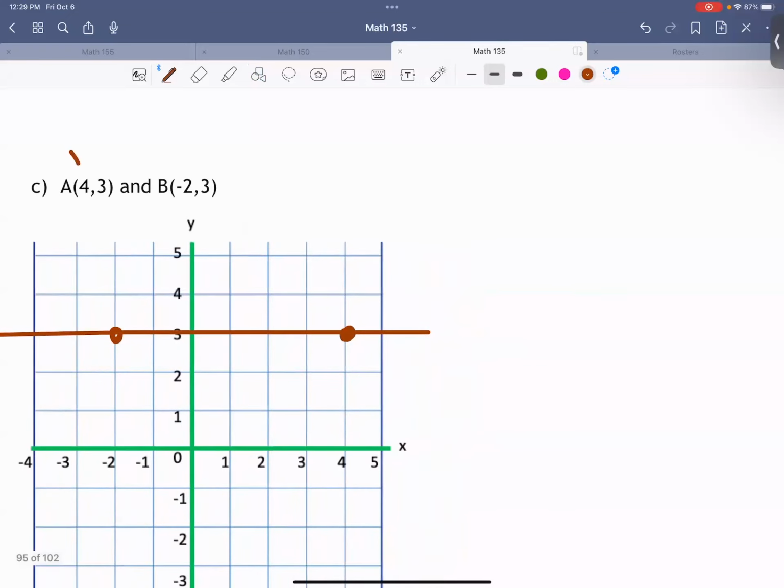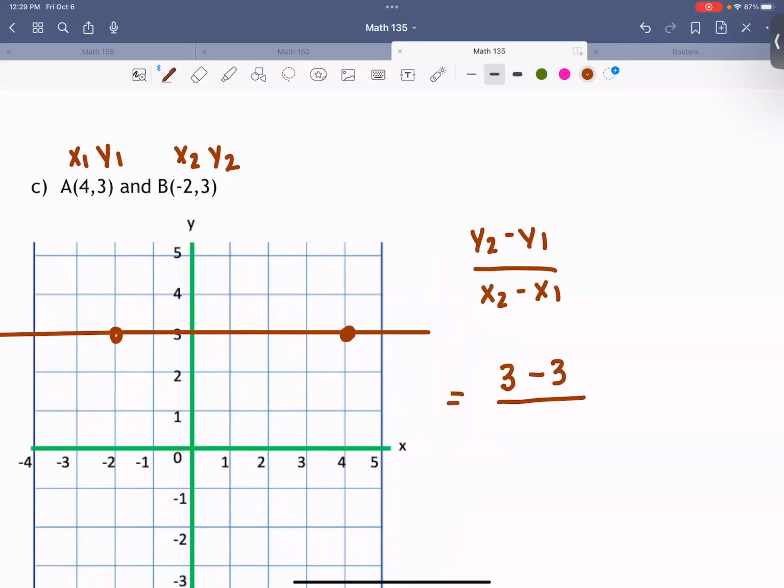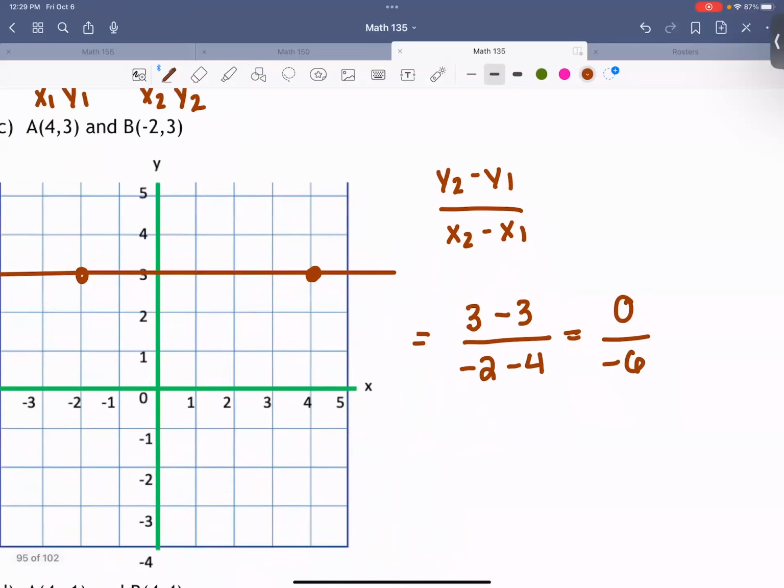What I'm going to do is make the first one x1 and y1, and the second one x2 and y2, and let's just plug into the formula: y2 minus y1 over x2 minus x1. So y2 is 3, y1 is 3, x2 is -2, x1 is 4. So 3 minus 3 is 0, -2 minus 4 is -6. What is 0 over -6?